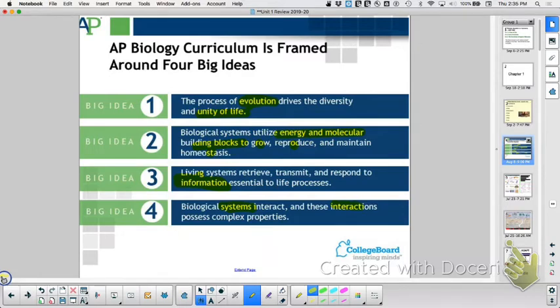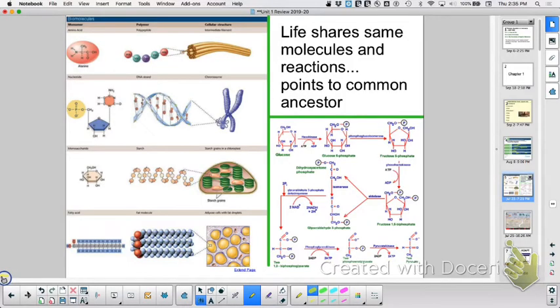So moving along, we have life shares common molecules that points to a common ancestry, common processes, similar proteins, and later we're going to have whole chapters just dedicated to the ideas behind evolution, so we'll revisit that. This stuff right here should look familiar, though. What do you see right here?